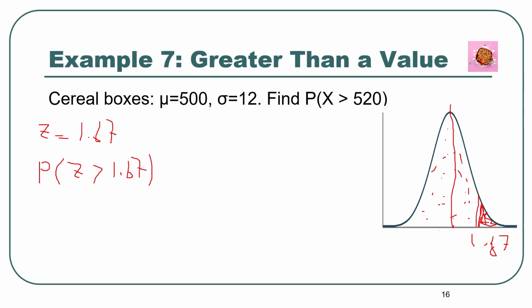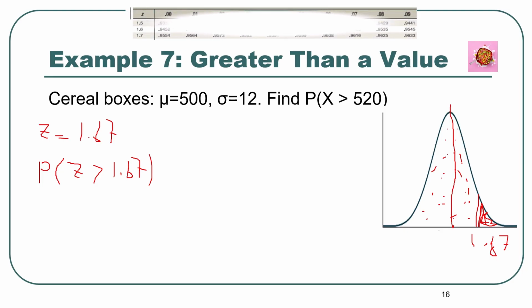However, this area again is not my target area, the right area, it is the left area. I'm going to subtract it from 1. So let me show that. Here is our table, and this is 1.6. I'm going to go until I hit the 7th column. So this is my area, which is 0.9525. So my dotted area is actually that number.